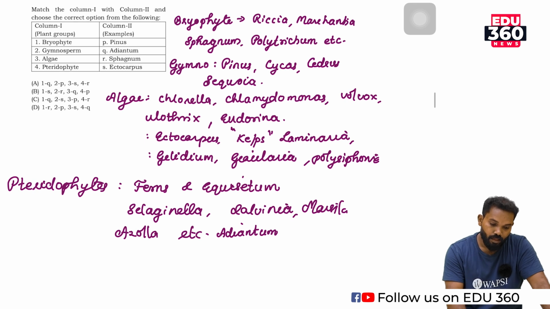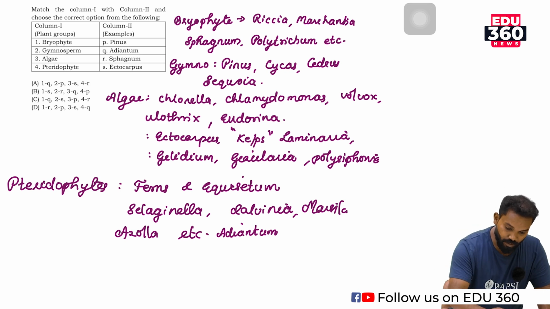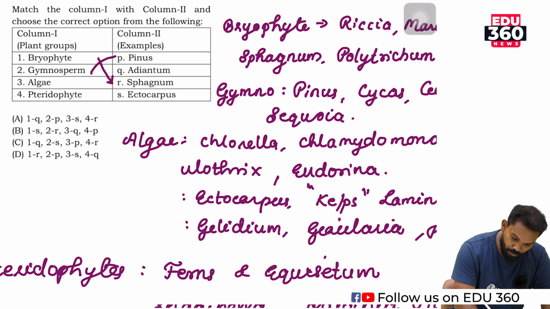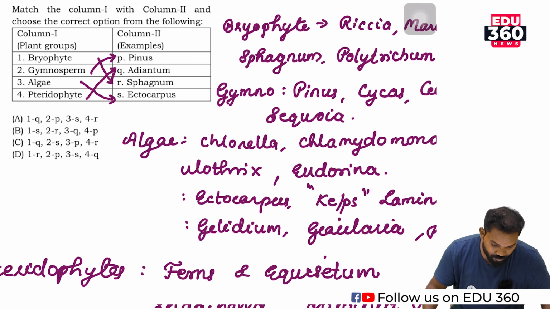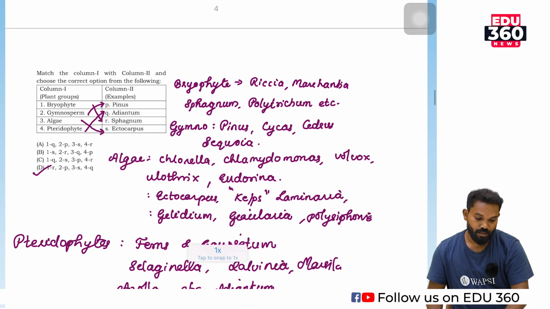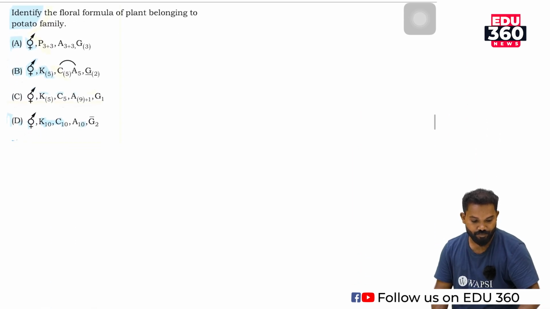So, match column 1 with column 2 and choose the correct option. Bryophyte, example, Sphagnum. Gymnosperm, example, Pinus. Algae, example, Ectocarpus. Pteridophyte, example, Adiantum. So the answer is R, P, S, Q. Answer is option D. Here the answer is option D, and we are moving to the next question.